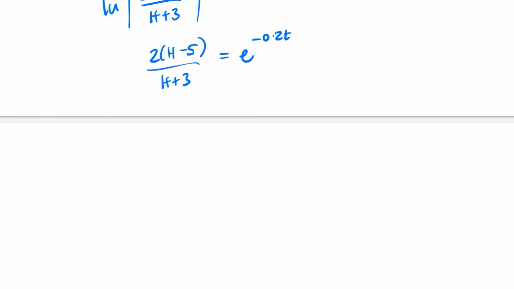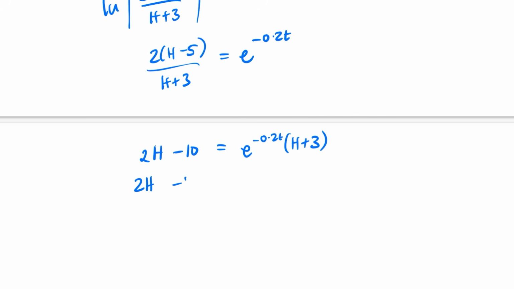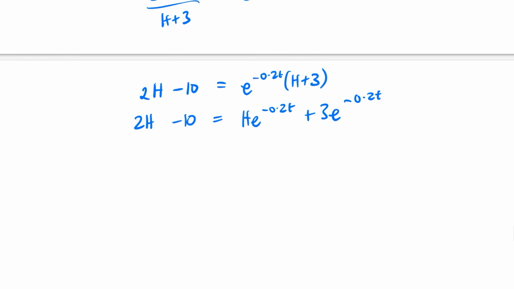I'm trying to make h the subject here. So I get my 2 times h minus 5, which is 2h minus 10, is equal to this thing multiplied by this. So that's e to the minus 0.2t times h plus 3. So 2h minus 10 is h e to the minus 0.2t plus 3e to the minus 0.2t. Remember, the goal is you are trying to find out what h is. So I'm going to collect the h onto this side. So I have 2h minus h e to the minus 0.2t.